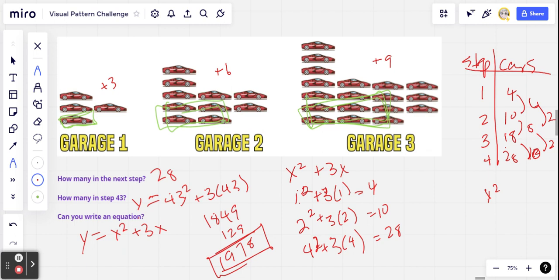Well, how did that go for you? Did you get 28 for the next step? How did you arrive at it? Did you see some sort of visual pattern here that I didn't see? Let me know.